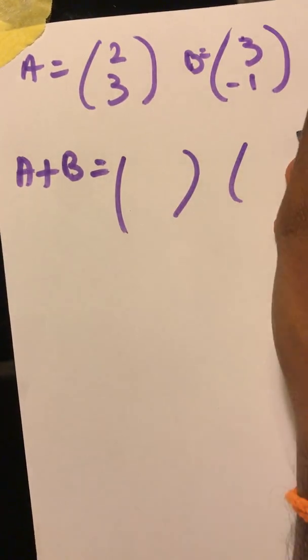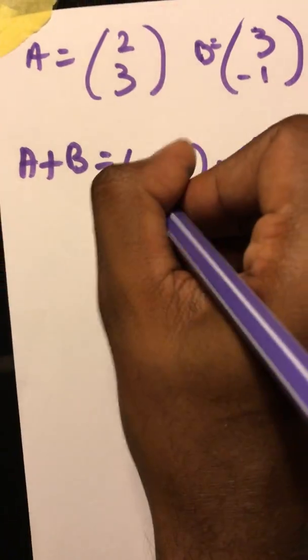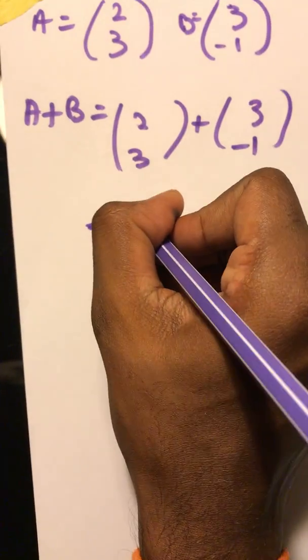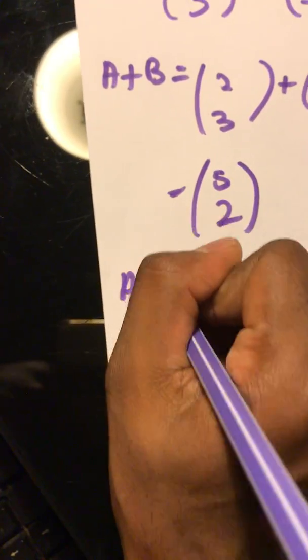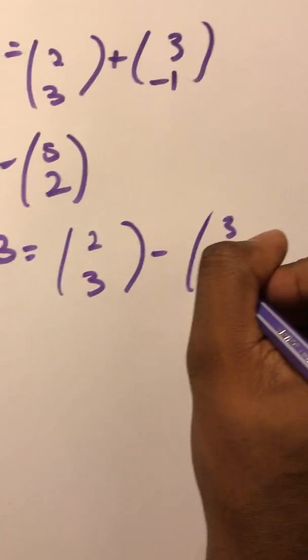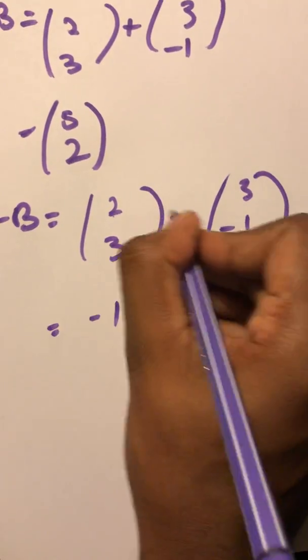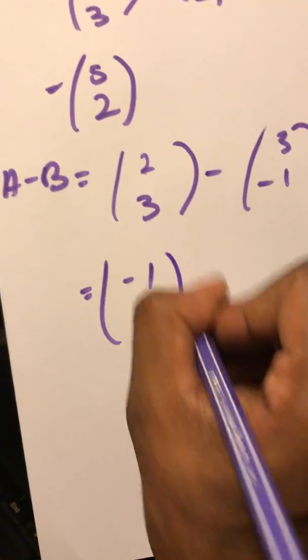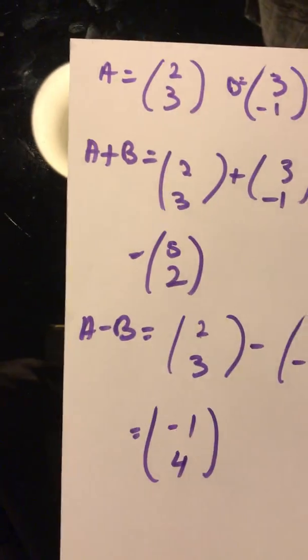Addition is very straightforward. You just add them. 2, 3, and 3, negative 1. So 2 plus 3 is 5, 3 plus negative 1 is 2. Done, finish. Same goes if you subtract the vector 2 and 3 minus 3 and negative 1. Sorry, you couldn't see just now. So 2 minus 3 is negative 1, and 3 minus negative 1 becomes plus, so 4. The addition and subtraction is quite straightforward. Multiplication between vectors won't be covered.